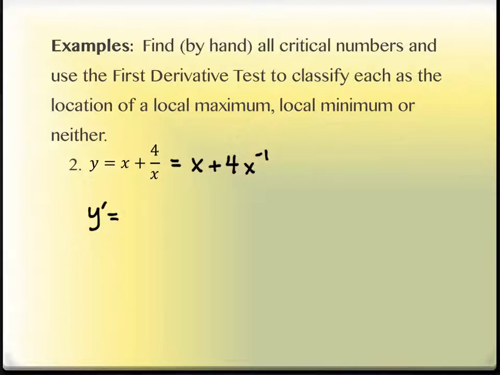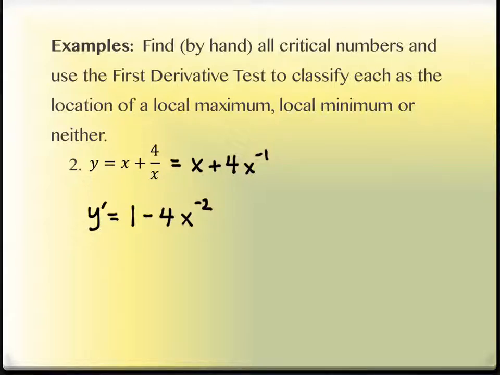All right, so what is the derivative of x? 1, right. What's the derivative of 4x to the negative 1? I think I'm hearing it. Negative 4x to the negative 2. Is that what you guys are saying? Okay, good. Okay, what is my next step? Set it equal to 0.